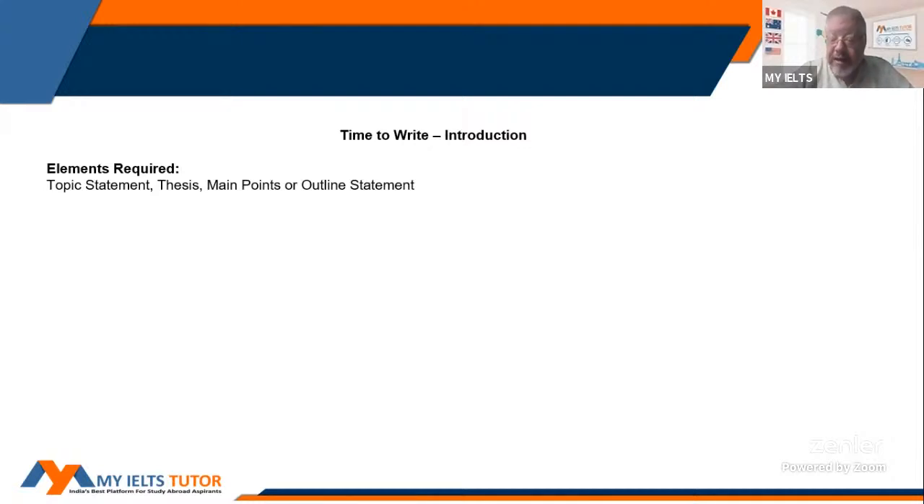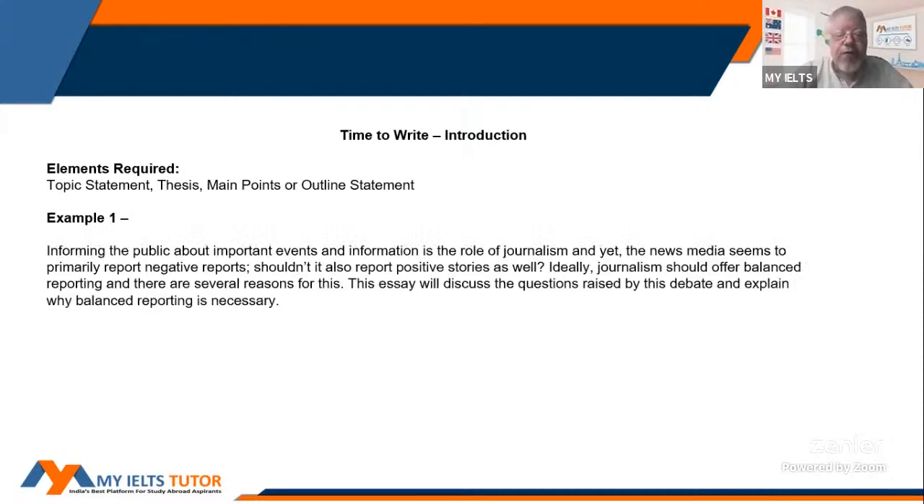So I have 2 examples here. The first example is this. Informing the public about important events and information is the role of journalism, and yet the news media seems to primarily report negative stories. Shouldn't it also report positive stories as well? Okay, so that's the first sentence, and kind of that covers all 3 views.